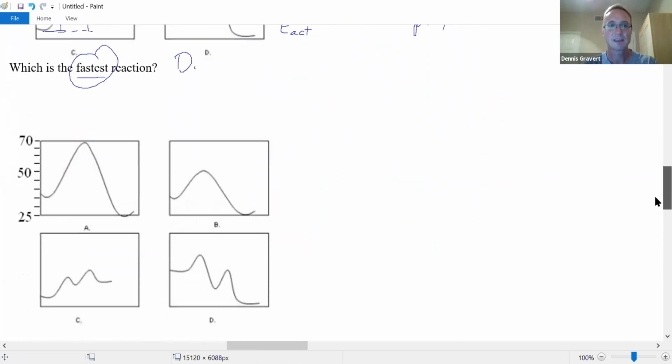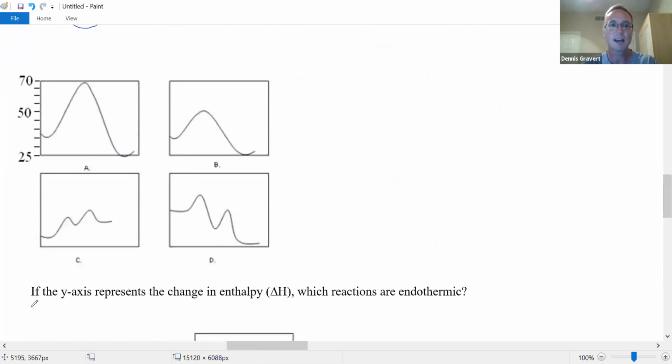Cool. Next question. If the y-axis represents a change in enthalpy, also known as the heat of reaction, that's nice to know. How much heat does the reaction put out? Or does it chill off? Does it absorb heat? Which reactions are endothermic? Okay, so y-axis is delta H, going up in this direction. These are all delta H, increasing that way.